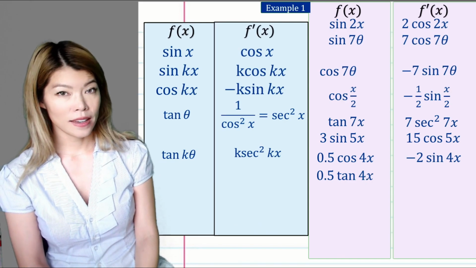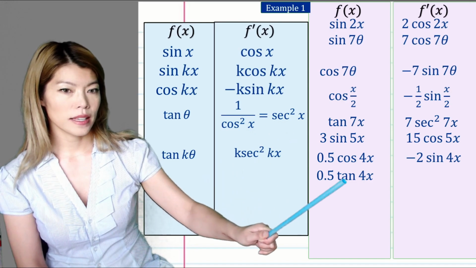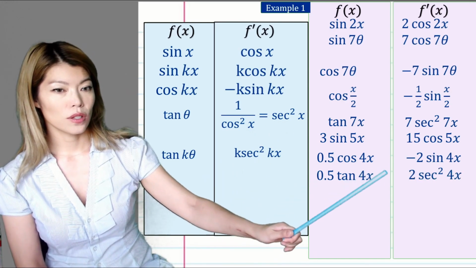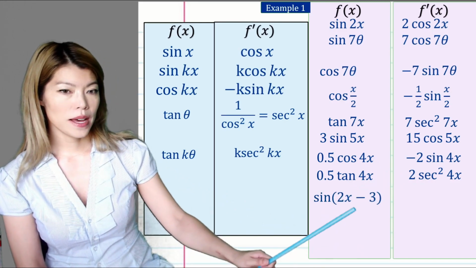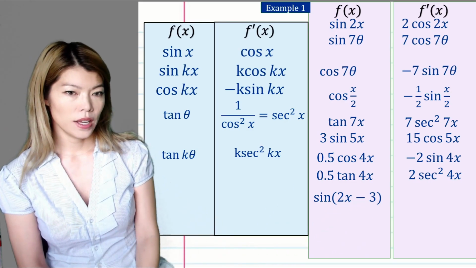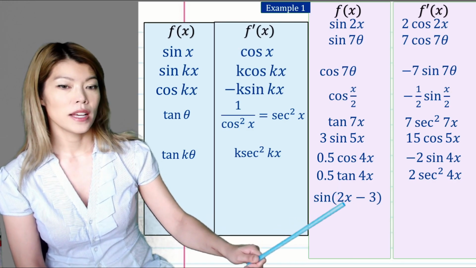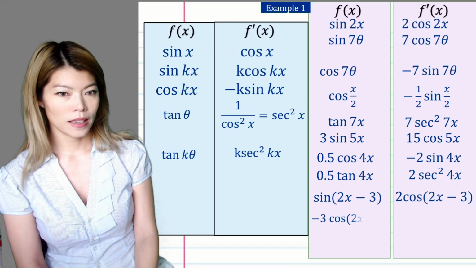What about half tan 4x? Well, we know tan becomes sec squared x, take the 4 to the front, 4 times a half, again it's 2, so 2 sec squared 4x. What about when we have things like that, 2x minus 3 in the bracket? Well, we don't have to worry about the 3, we just have to worry about the 2, the number in front of x. So this becomes 2 cos of 2x minus 3.